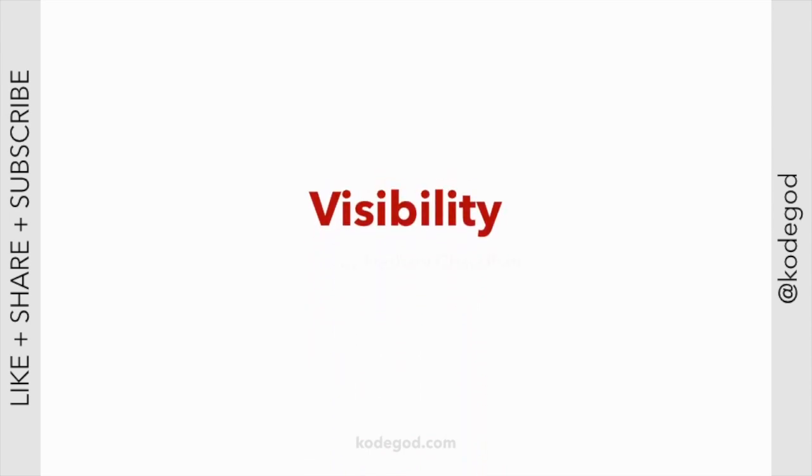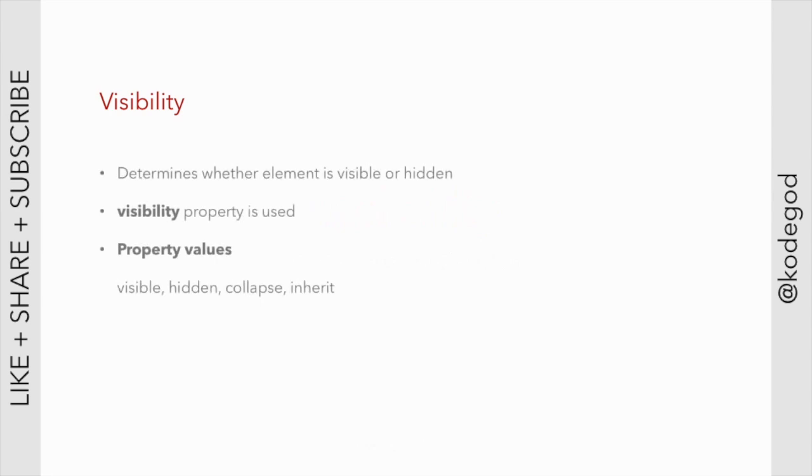So next we are going to check about visibility. Visibility determines whether the element is visible or not. So the visibility property is used, and the values to the visibility property are visible, hidden, collapse and inherit. So let us check one by one. When we say visible, an element block or its contents are made visible. So in case the contents are hidden, those are made visible.